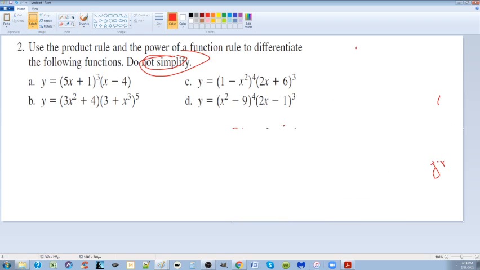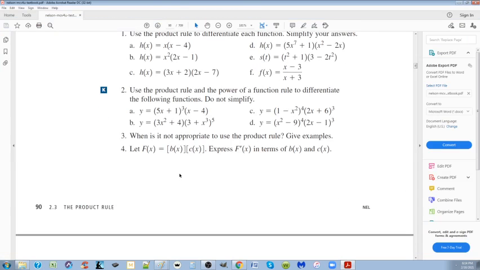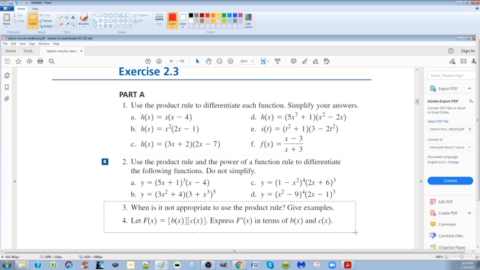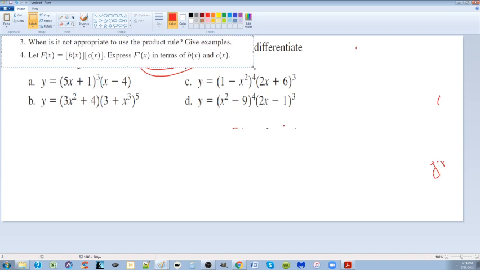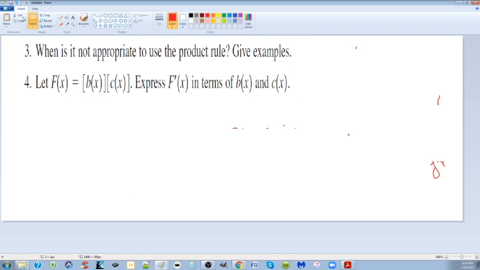The other ones follow the same rules. So I can try the last two, I think, maybe. When is it not appropriate? Oh, geez. When your parents tell you not to use it. When is it not appropriate? Give an example. Square root function. That still works, though.